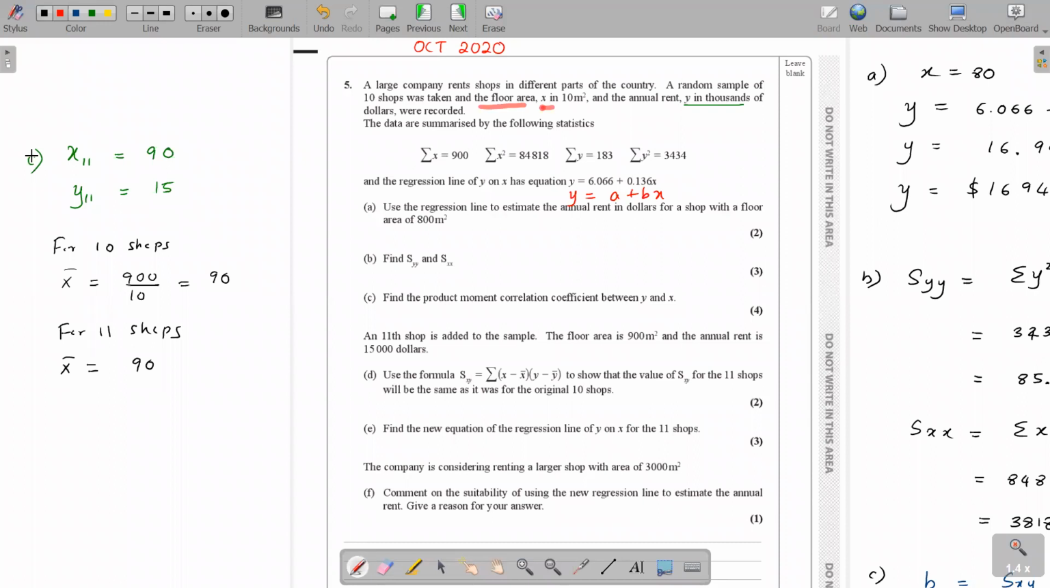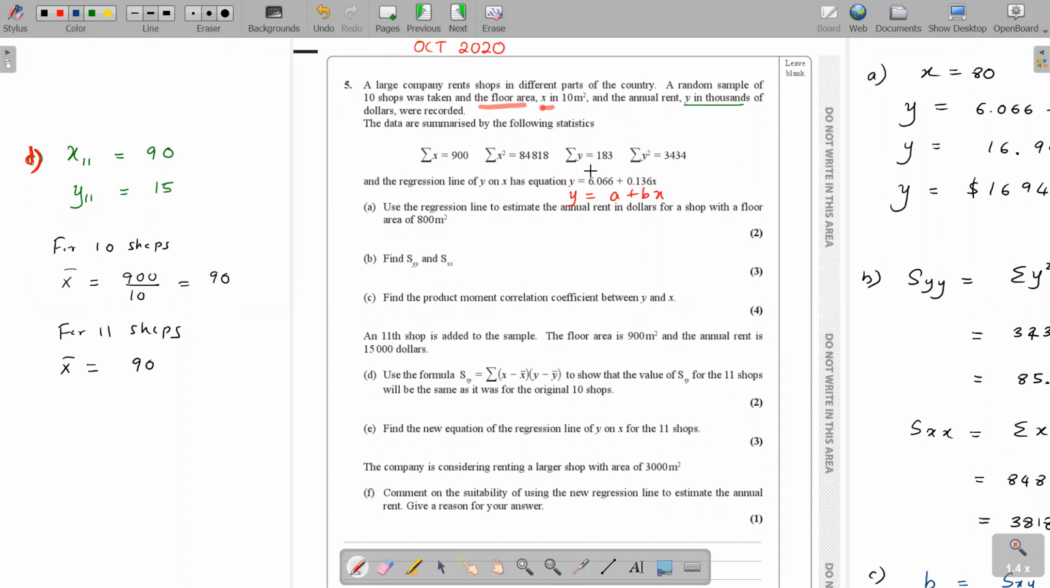Yeah, so this is part D, right? Yeah, this is part D. So for X bar, there is no change. What about the Y bar? For Y bar, you can see Y11 is 15, and the Y bar value is changing, isn't it?